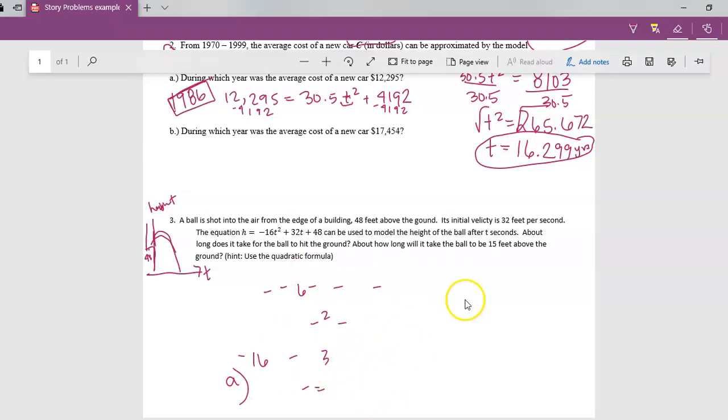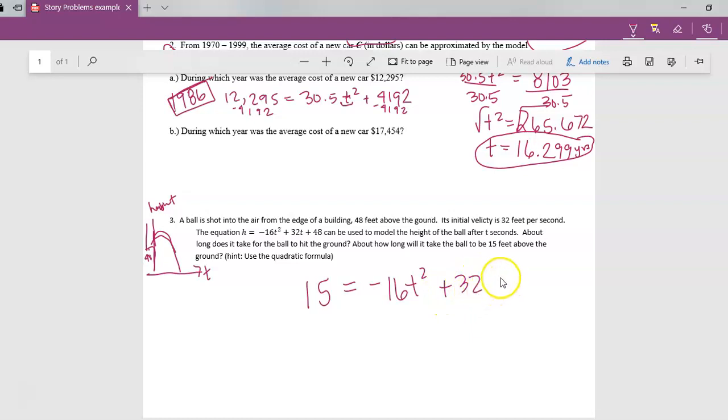Okay, so part B, I want to do the exact same process, but instead of setting it equal to 0, I'm going to set it equal to 15 because that's what I'm interested in, is where the height is 15. And then I'm going to find the time that goes along with that. But in order to solve this, I'm still going to have it in standard form with one side equaling 0. So the first thing I'm going to do is subtract the 15 from both sides just to get it in standard form. So 0 equals -16t squared plus 32t plus 33.